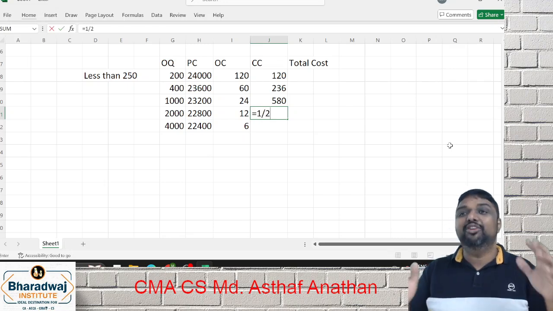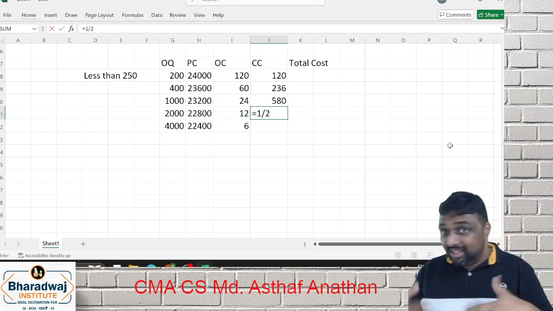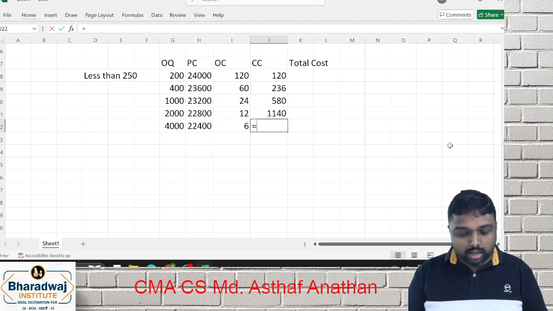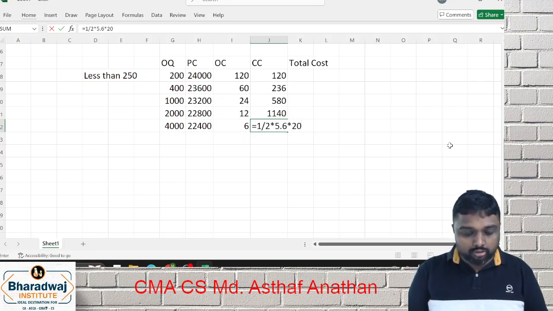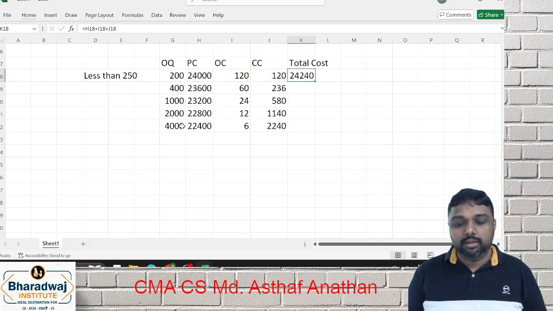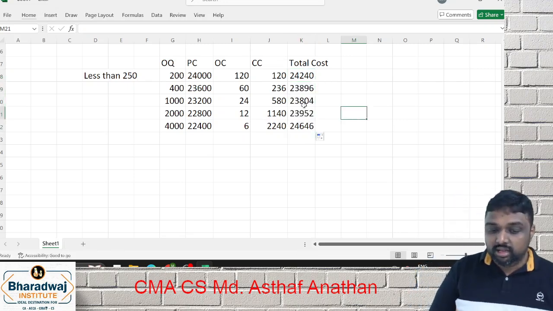Next, half of order quantity into 5.7 into 20%. Then half of order quantity into 5.6 into 20%. Any order is no problem. Since I am using Excel, see, we got our total cost. In which quantity is the cost less? Yes, 1,000.